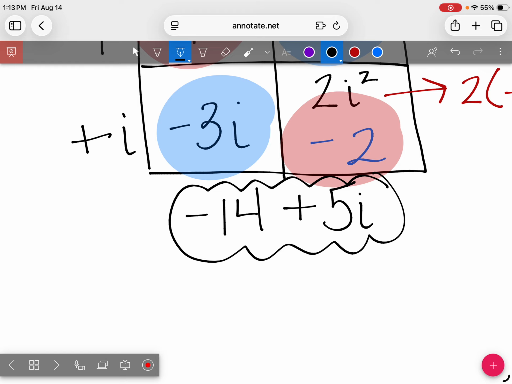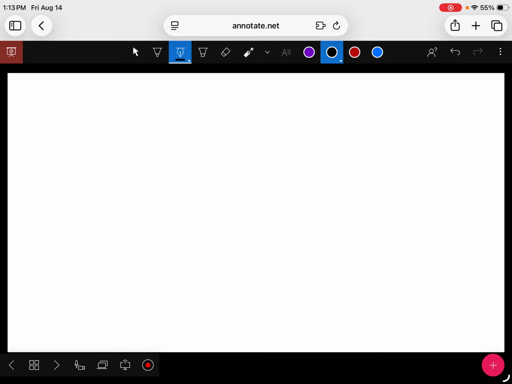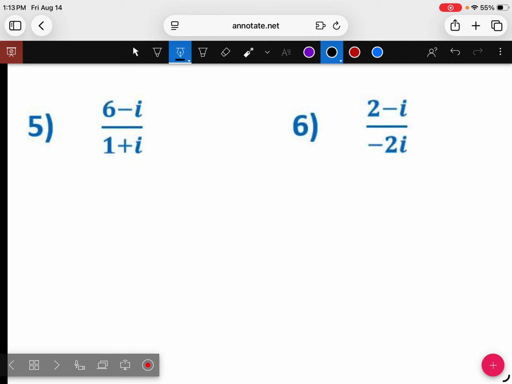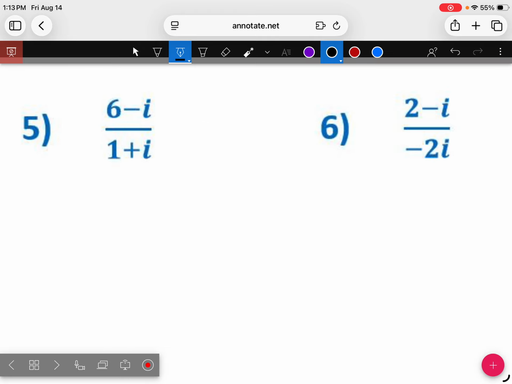All right, so we talked about addition, we did subtraction, we did multiplication. So what do you think is next? Division. So let's talk about it. So we'll just do one at a time. And we'll just do 5 and 6 because I want you all to be lined up with first period.